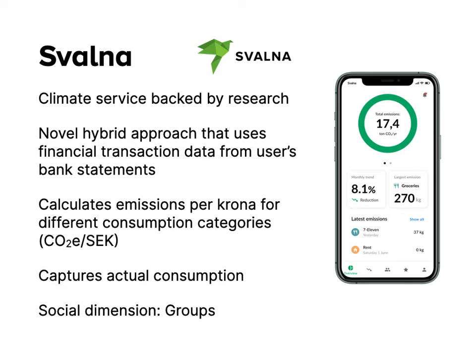In essence, the carbon calculator can calculate emissions per krona, Swedish krona, for different consumption categories. This approach makes it possible to examine individual purchases from the user's bank account and estimate emissions based on what was bought. This eliminates the gap between experienced and actual consumption. On top of this, Svalna encompasses a social dimension, with the user being able to form groups with friends and see their combined emission, compare themselves to others, set a common goal, and so on.